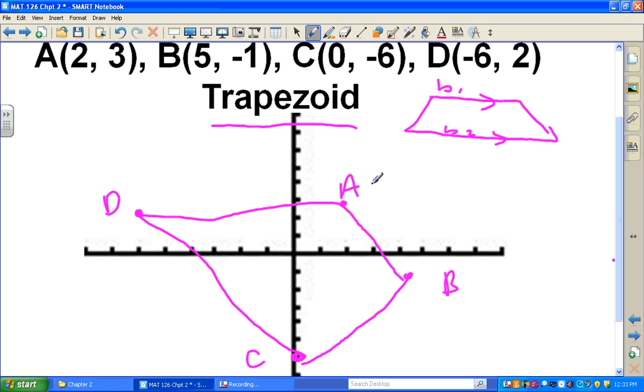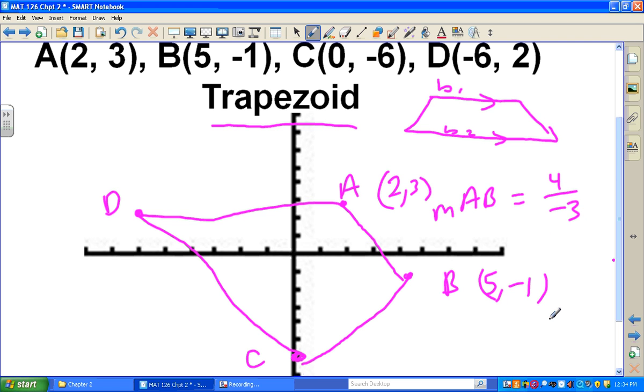Oh, nice crooked lines there. That's all right. I'm at a bad angle. It's a bad angle. Anyway, 5, negative 1. So the slope of AB, I'll just put an M in front of it. The slope of AB, I don't know, 3 minus negative 1 is 4. 2 minus 5 is negative 3. Yeah, if I subtract the y's and subtract the x's.